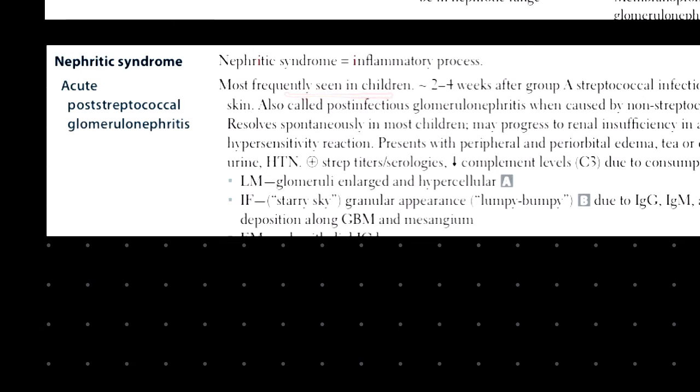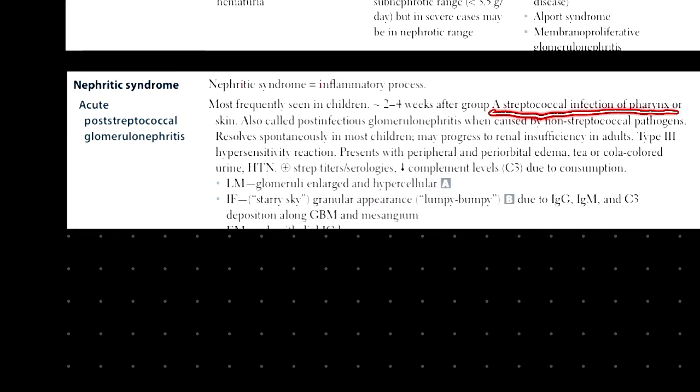Most frequently it is seen in children 2 to 4 weeks after group A streptococcal infection of the pharynx or skin, also called post-infectious glomerulonephritis when caused by a non-streptococcal pathogen. It resolves spontaneously in most children, and may progress to renal insufficiency in adults. It is a type 2 hypersensitivity reaction. It presents with peripheral or periorbital edema, tea or cola colored urine, and hypertension. There will be positivity for streptococcus titer serologically.